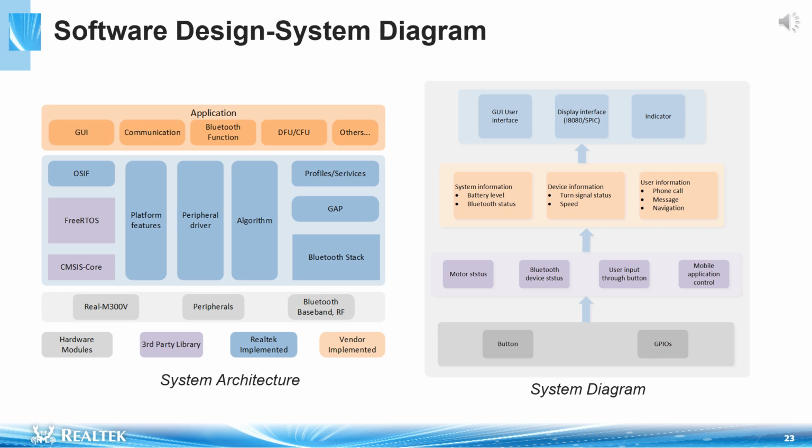The system architecture is like a three-story building. The foundation is hardware including peripherals, Bluetooth baseband, and RF modules. The middle layer contains FreeRTOS, drivers, algorithms, and Bluetooth protocols, like generic access profile or generic attribute profile. The top layer is the application level, your main area for customization. All information, battery level, Bluetooth status, speed, turn signals, ultimately converges on the GUI. Data comes from diverse sources, motor status detection, Bluetooth commands from phones, and direct user inputs, all flowing through the layers to the display.